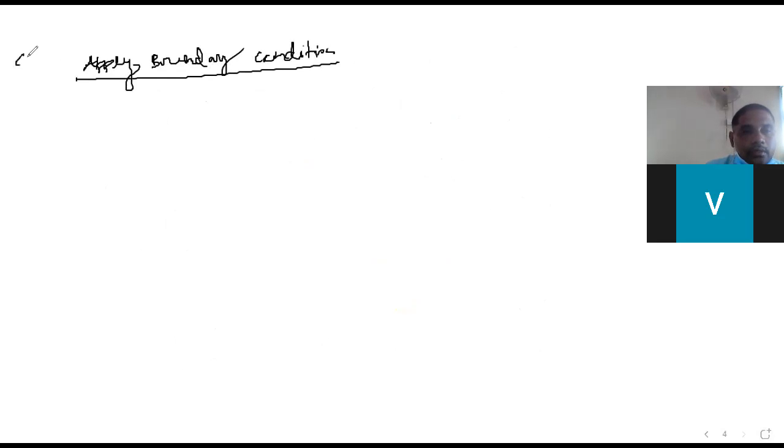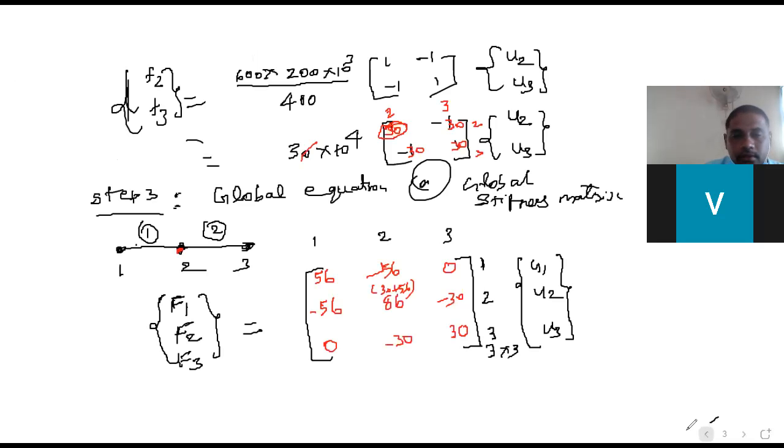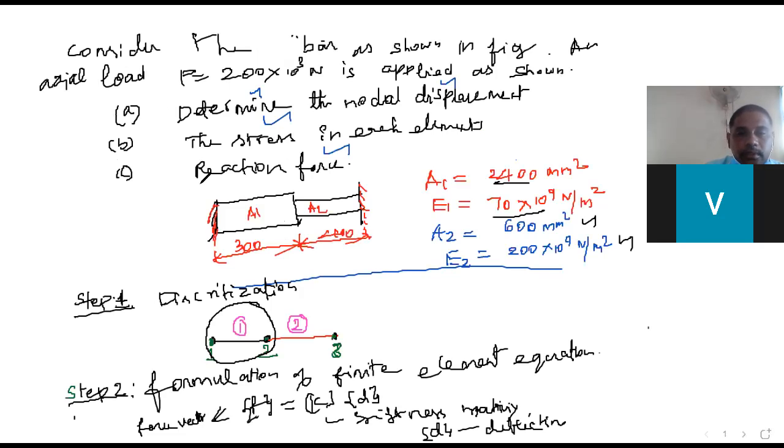Apply boundary condition. Step number 4. So here we'll be having f1. We don't know the value. In node number 2, a force is acting. What is the value of force? It is actually 200 into 10 power 3.